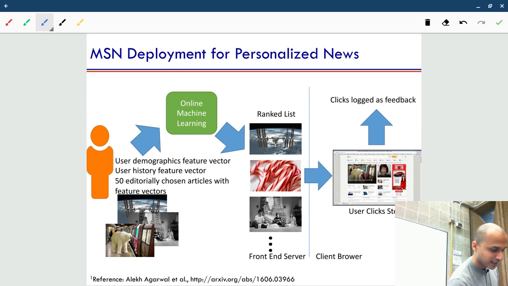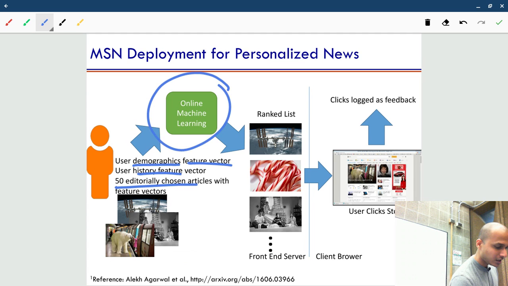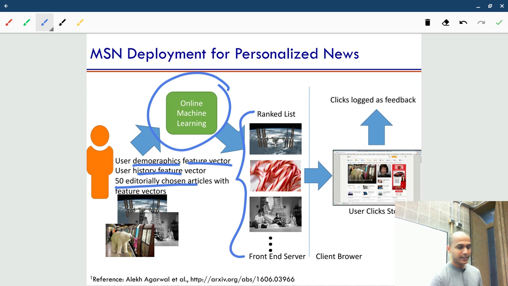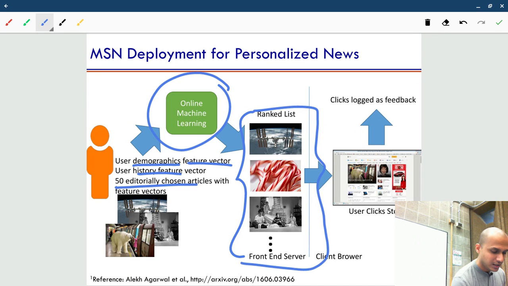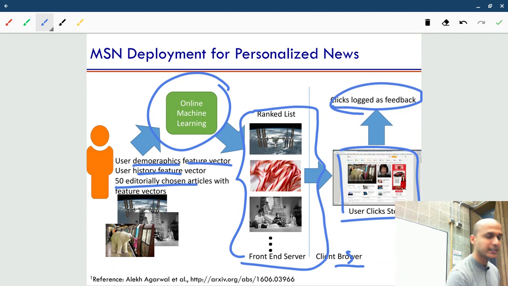So pictorially, we have a feature vector corresponding to demographics, history. And then there could also be feature vectors corresponding to articles, the things that I want to place in that page. And hopefully there's going to be a block which will figure out what to show. Okay. And then I'll come back to the what to show. But then on the browser, the user interacts with what was shown in a certain way, and then you log the measurement, okay? How long did they spend on article A, where was the mouse, and so on, okay?